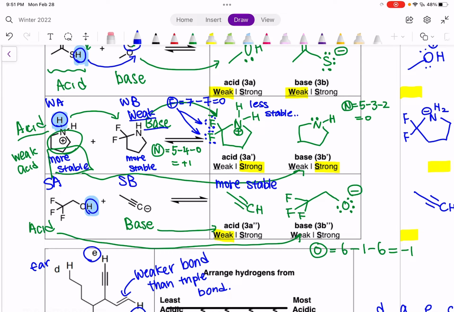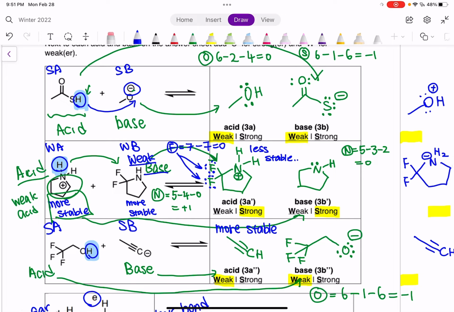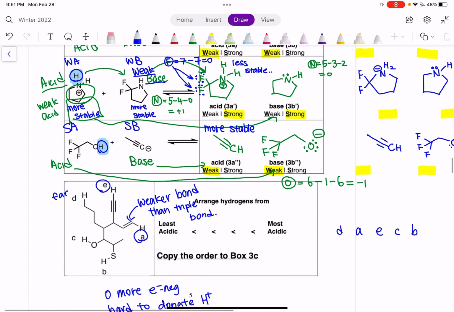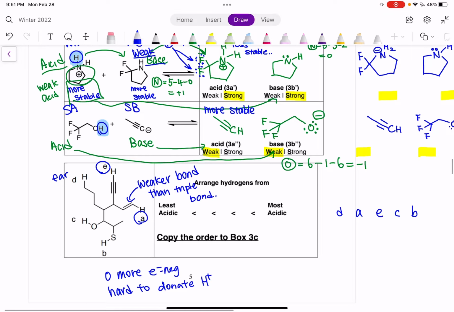So if this is more stable, it will be a weaker acid. And the same thing applies to the base. If it's more stable, it will be a weaker base. And that wraps up 3A and B. So continue to 3C.